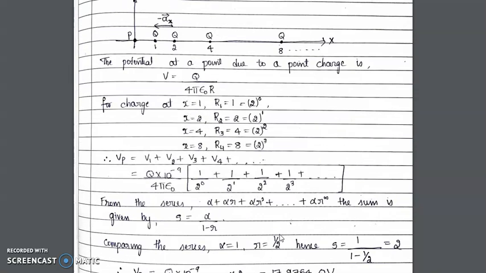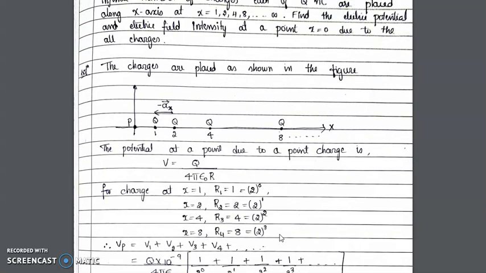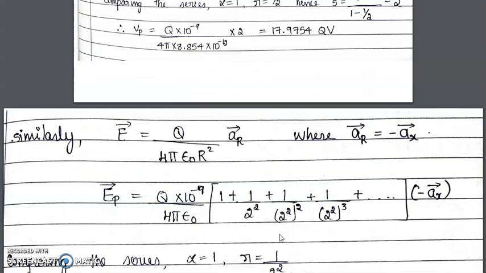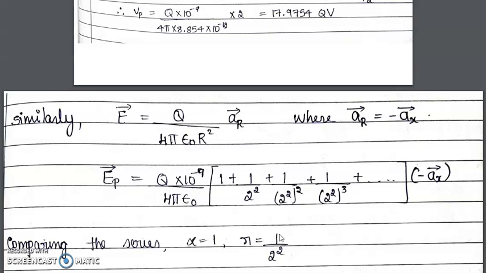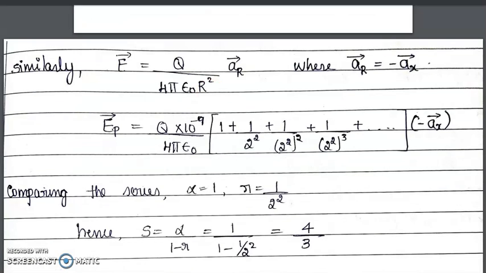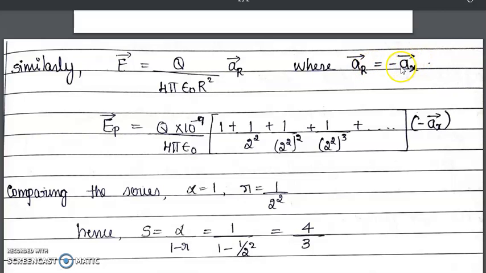The next part of the question is to find the electric field intensity. The expression for electric field intensity at a point due to a charge is Q by 4 pi epsilon naught into R square into AR cap. Now, what is the direction vector? The direction of the electric field intensity will be from the charge to point P, so it will be opposite to the x-axis direction. We take AR is equal to minus AX cap.